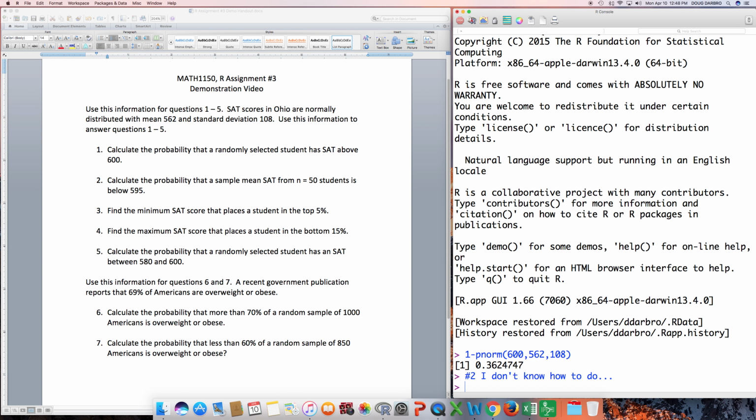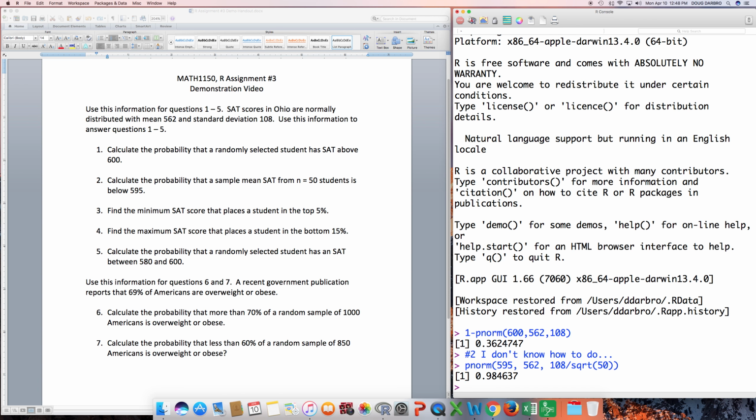Calculate the probability the sample mean SAT from 50 students is below 595. Now guys, this is a central limit theorem problem, because we're not taking the students one at a time. We're taking them in groups of 50 at a time. So I see here that first of all we have a below problem. Those are the easiest because I don't have to use 1 minus P norm. So I know in this problem all I have to do is just do the P norm, put in the value, put in the mean of the distribution, and put in the standard deviation of the distribution. Now, guys, remember from my illustrations before, the standard deviation changes to the standard error when we're looking at the probability of a mean versus the probability of one person. So I would have to account for that and go square root of 50. So guys, the answer there would be 0.985.